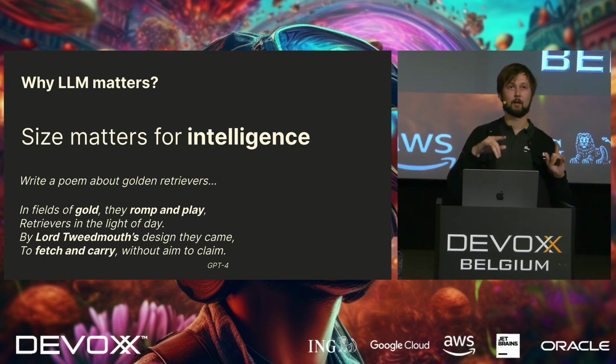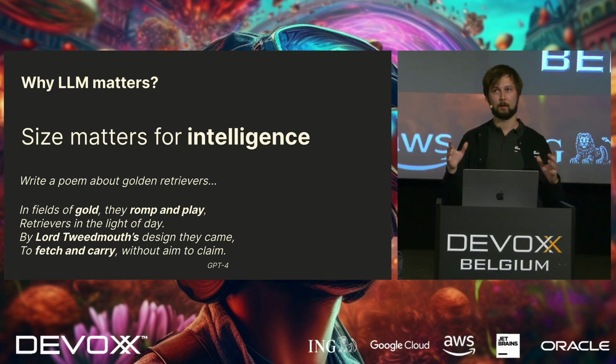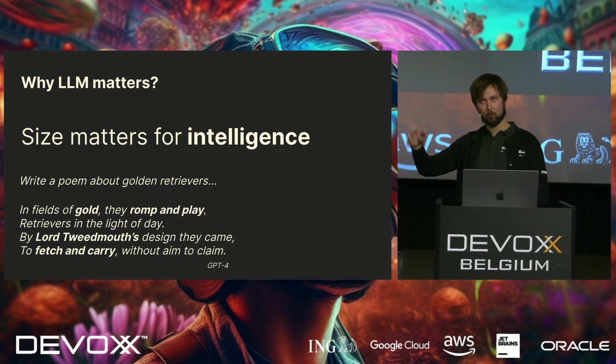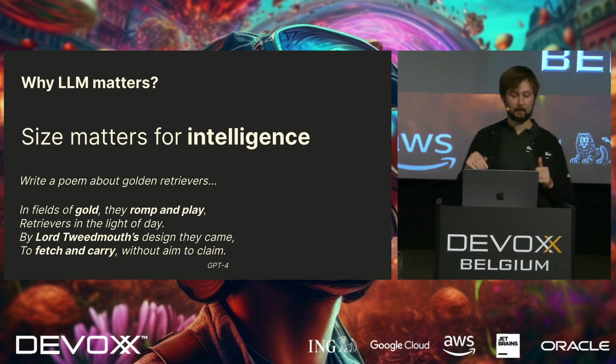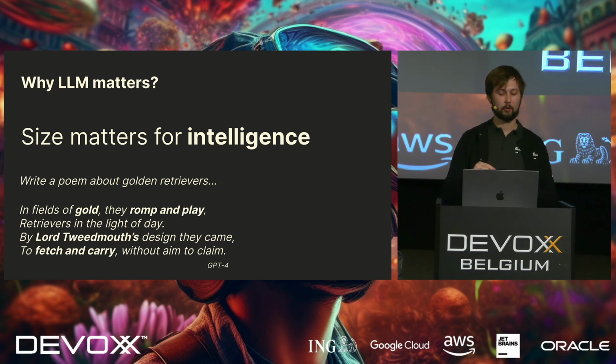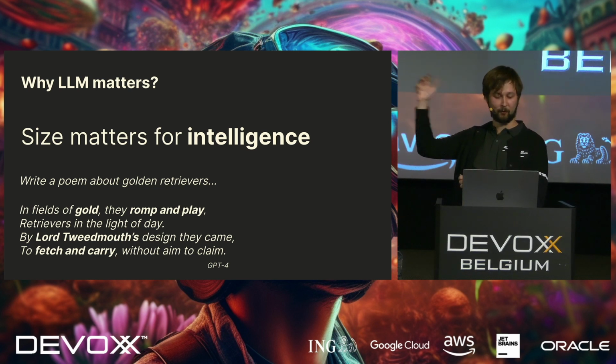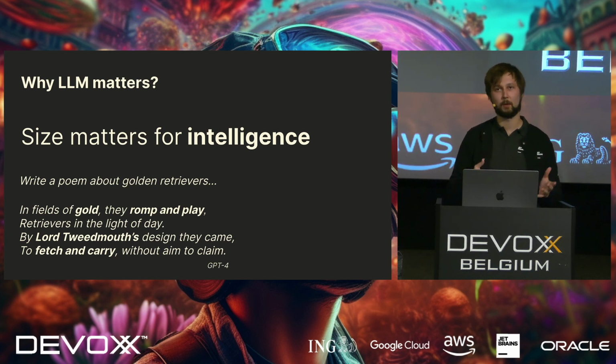Also, here we see that GPT-4 is intelligent enough to understand that it has some instruction, so it needs to generate something which responds to this instruction, not just complete it, because a simple completion model would just continue it: write a poem about golden retrievers, or write a poem about something else. It understands instruction. But what is also important, it still has knowledge, and because of it, it's capable of understanding that they were designed by Lord Tweedmouth. It even produces a pun about the way they are called, retrievers: they came to fetch and carry without aim to claim. It also produces a pun about the name golden. They are golden, that's why they are gold. And they romp and play, they are very playful creatures.